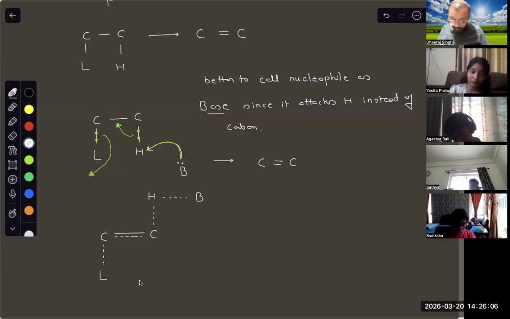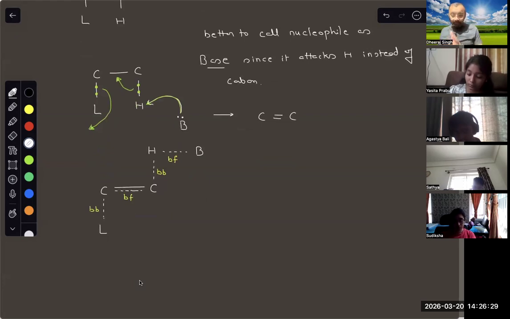The base. This is bond formation. This is bond breaking. This is bond formation. This is bond breaking. So bond formation, bond breaking, everything is happening together. Okay. Now let's write a couple of points, then I'll come back to the stereochemistry of it.